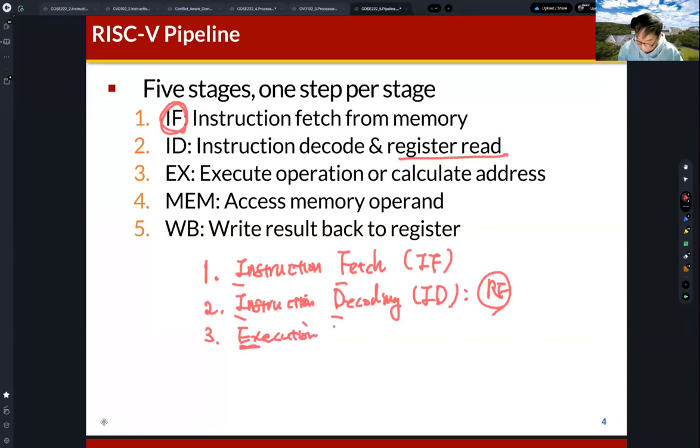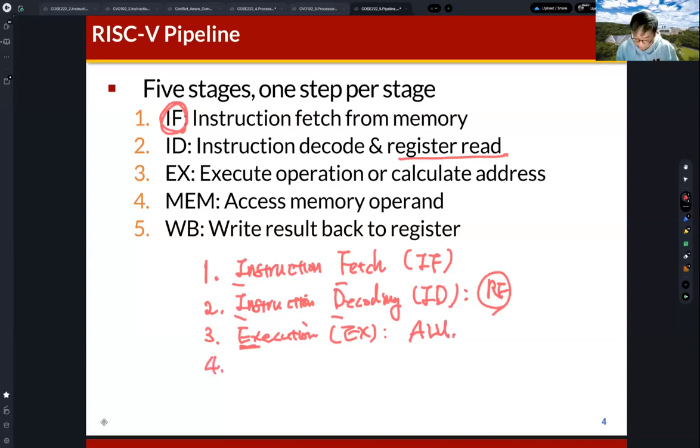So it is called EX. The operands are ready, so the required operands such as the register operands and the immediate operands are ready. And then we can execute the required operation, right? So this step is called execution, and then we use the ALU, okay?